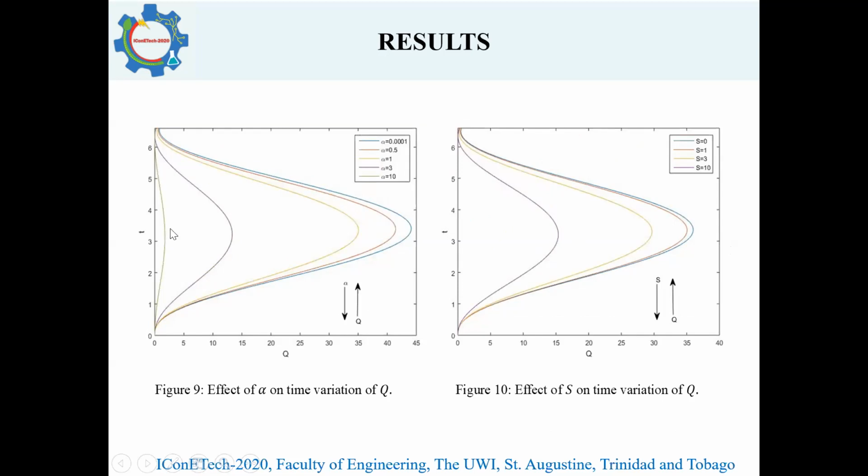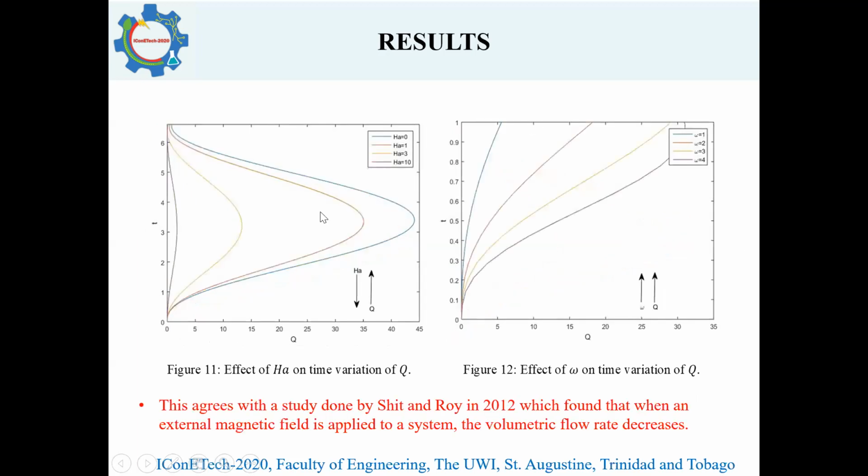So when alpha is 10 and it decreases to alpha equals 0.0001, the volumetric flow rate is seen to increase. And the same thing happens with suction injection parameter as well as Hartmann number. This result is in good agreement with a study done by Schick and Roy in 2012, which found that when an external magnetic field is applied to a system, the volumetric flow rate decreases. Figure 12 shows that as the frequency of oscillation increases, so does the volume flow rate.